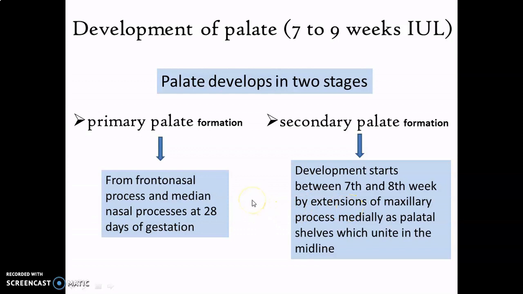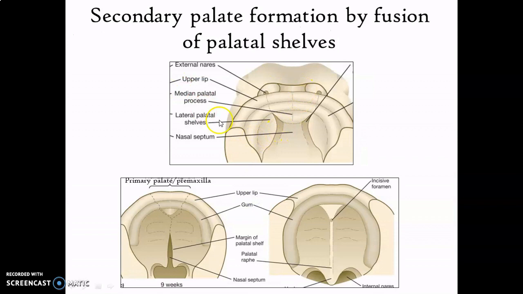And now is the second stage known as secondary palate formation, which begins between 7th to 8th week of gestation by extensions of maxillary process medially as palatal shelves. You can see in this image the maxillary process, already I told you, they grow towards the midline from either side as medial extensions. These extensions of maxillary process within the oronasal cavity are known as lateral palatal shelves. They move towards the midline and join in the midline to form secondary palate.